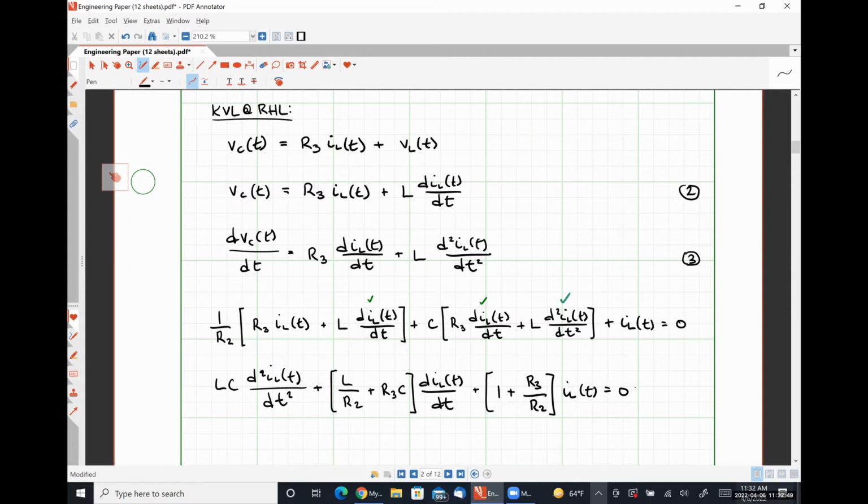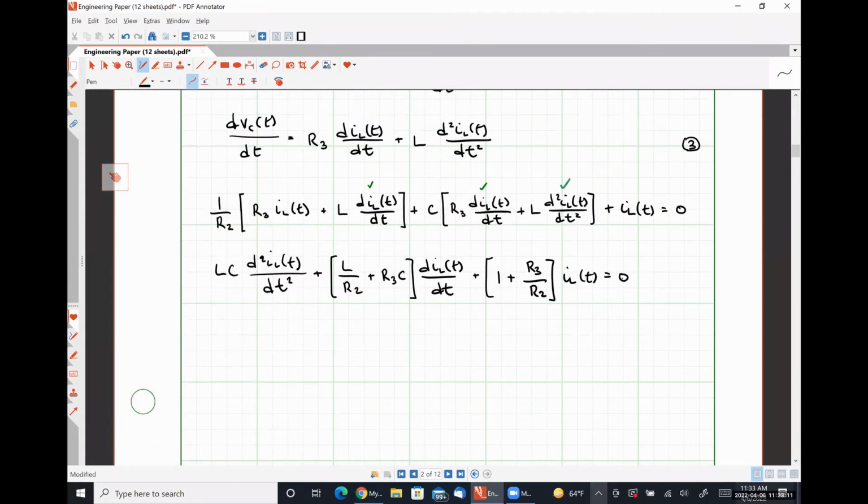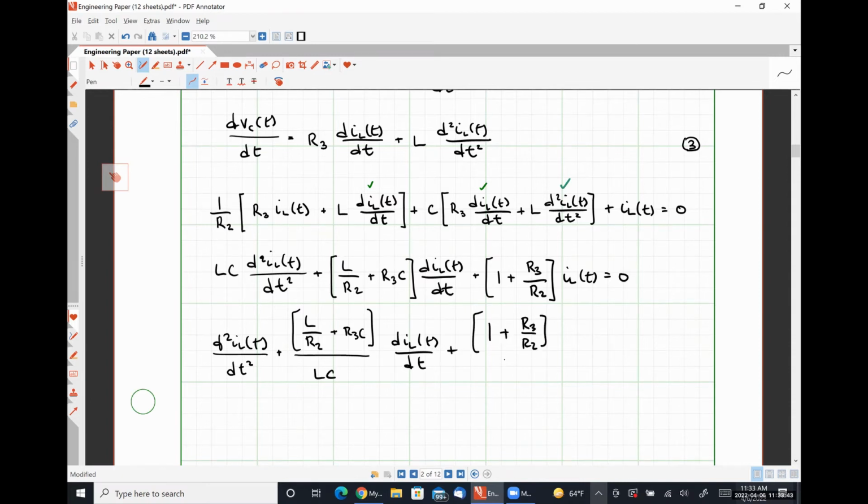The last thing I need to do here is to divide both sides of the equation by LC, right? And that's because I need my coefficient for the second derivative term to be 1. So that would give me the second derivative plus L over R2 plus R3C, this whole thing over LC, times the first derivative plus 1 plus R3 over R2 divided by this whole thing times the zeroth derivative is equal to 0.